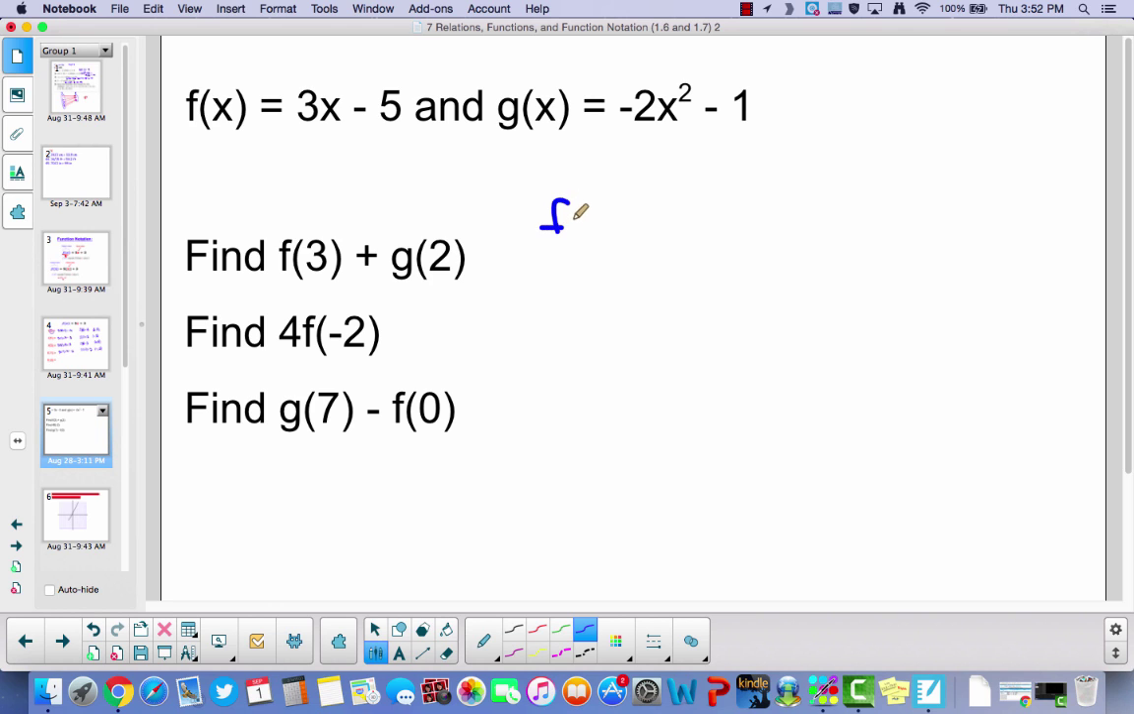So f of 3 is what? Pause it, try it. So we have 3 times 3 minus 5. 3 times 3 is 9, minus 5 is 4. So f of 3 is 4.